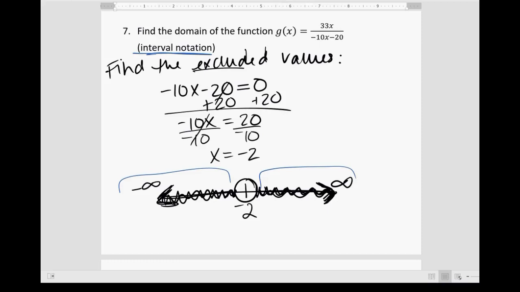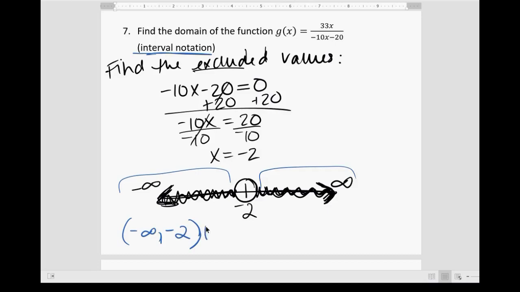The first interval is going to start at negative infinity, and you always use parentheses by infinity. Always. Comma, all the way to what? Negative 2. Now, I am not including negative 2. Negative 2 cannot be in my domain, because remember, that gives you a 0 on the bottom. We want to exclude that, so I'm going to use parentheses. If negative 2 could be part of my domain, I would use a bracket because I'm including it.